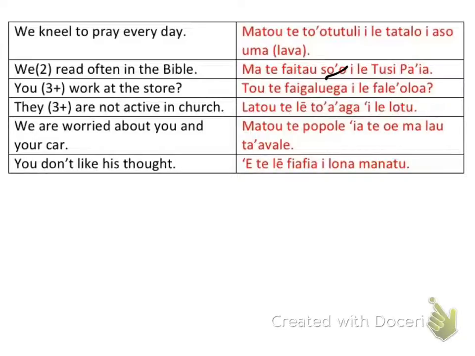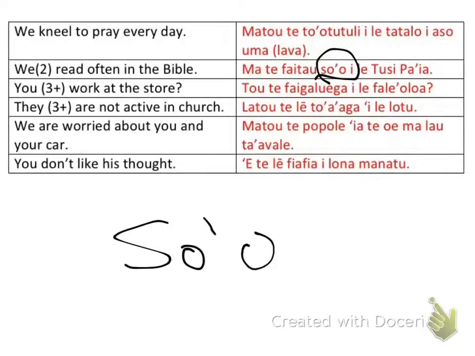But this so'o right here is just often, and I might not have taught you that. I don't think I did. So so'o means often, okay? I'll just write that out really quick. Often. Okay, so just remember that so'o means often after a verb. In other cases, when it's not closely linked to a verb, then it can also mean some other things. We can get into that at another time.